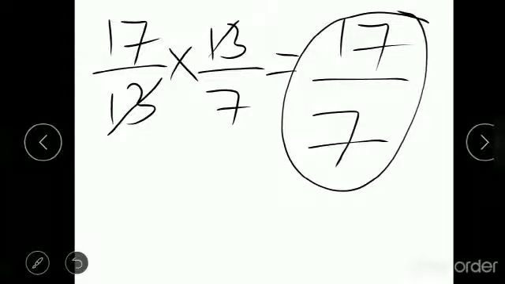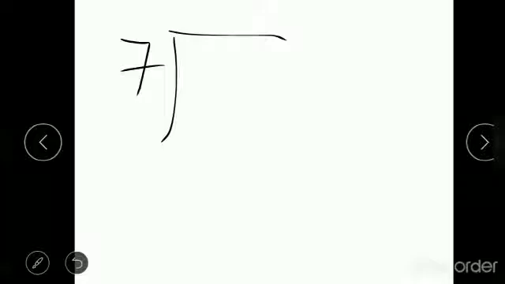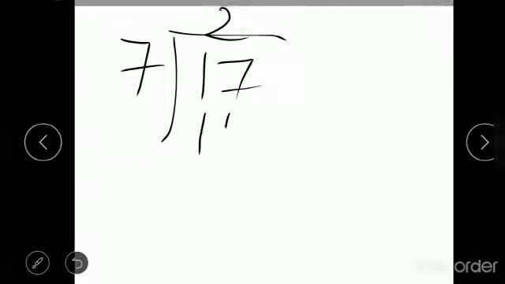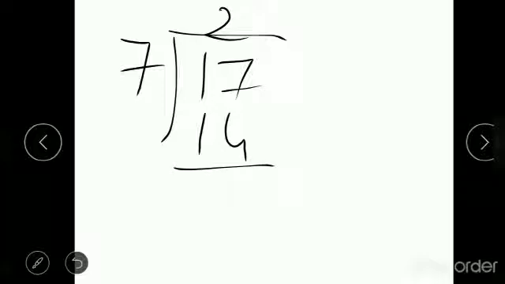So this you can write in a mixed fraction. So how will you write it in mixed fraction? You will divide this, right? So you divide it by 7. What do you have? 17, right? So 7 2s are 14. So what is remaining? Remaining is 3.